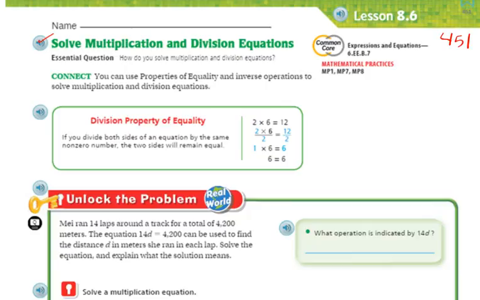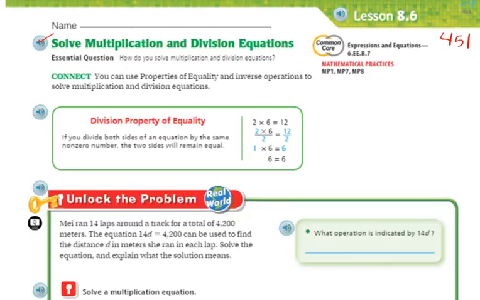So we're going to work with trying to find the solutions to multiplication and division, and we've already worked with addition and subtraction. So we're just going to wrap up the other half of the equation world. So the central question is, how do you solve multiplication and division equations? And we should already have an idea of that answer, really.